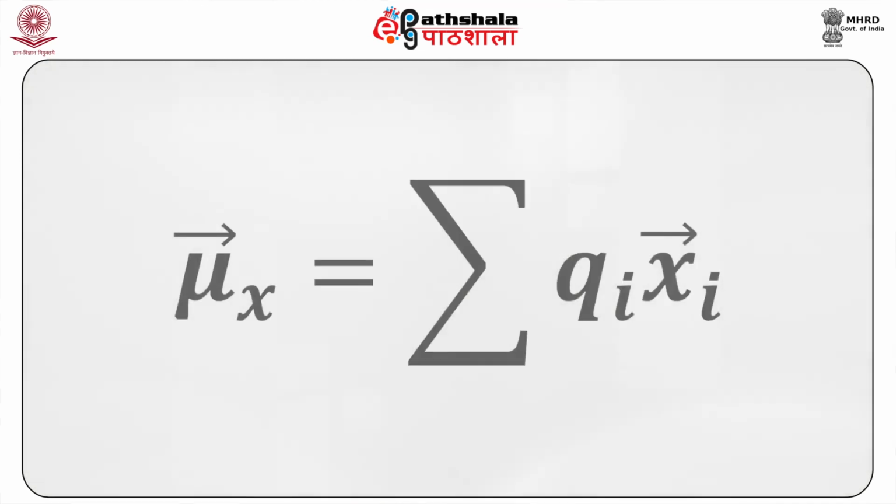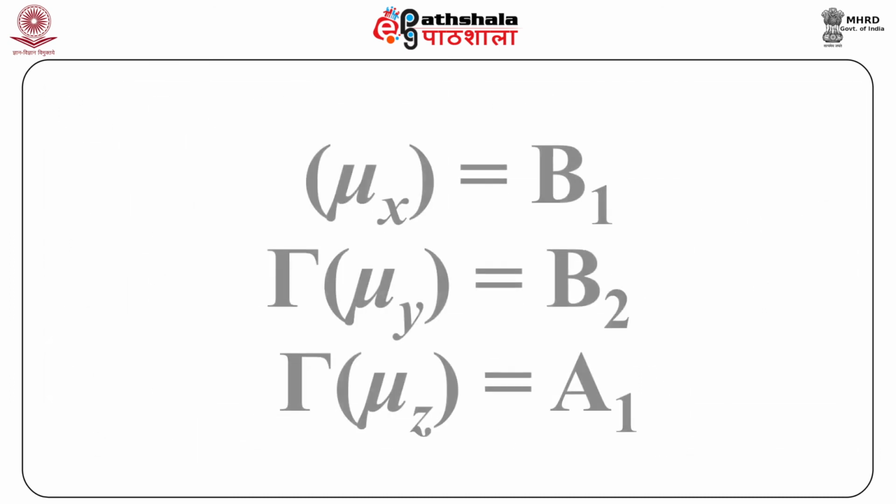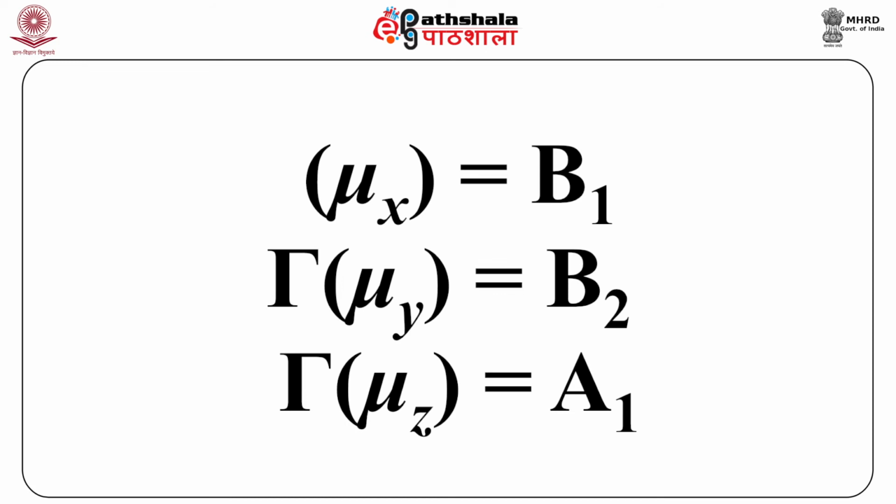Now we consider the x component of the dipole moment, because this is the third term in the integral. It is given by mu x is equal to summation of qi into xi, where qi is the charge on the ith species; it therefore behaves like x. From table 3 we can see that this transforms as B1. Therefore, the components of the dipole moment transform in C2v as mu x is equal to B1, mu y is equal to B2, and mu z is equal to A1. We now return to the triple product in the equation.